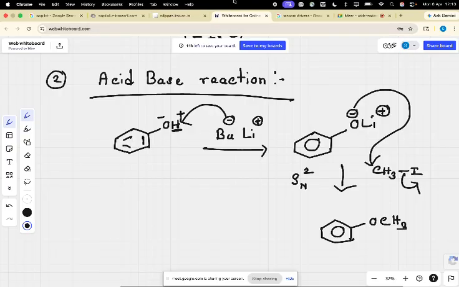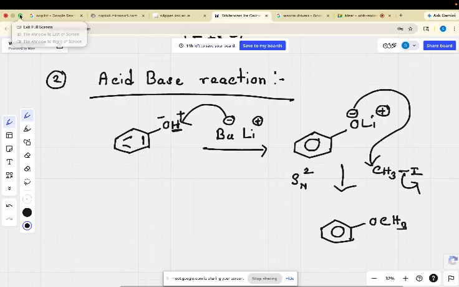Clear? Acid base reaction is clear to all. Here I cannot see like on Google Meet. Clear, right? All of you clear? Nayana clear? Yes, sir. Clear, right? Fine.